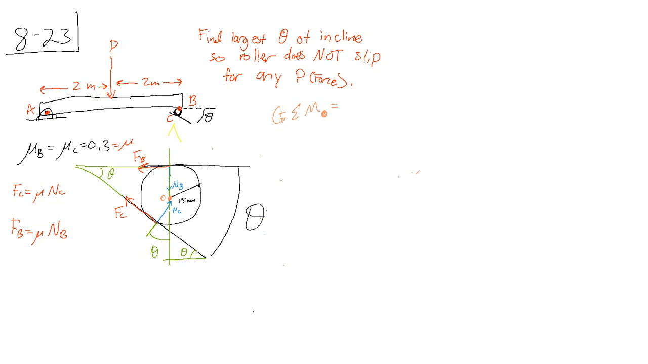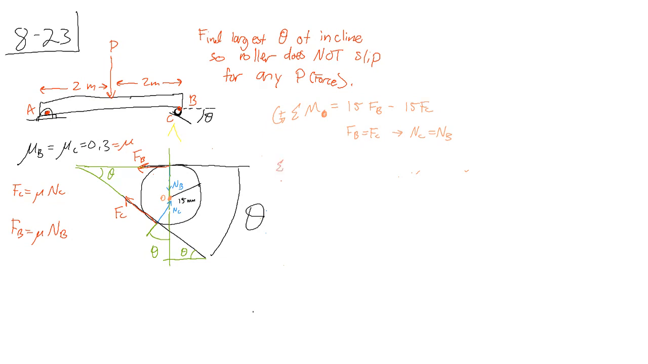Okay, so FB then would be the positive one. So we got the radius, which is 15, and FB, minus the other one, 15 FC. So that basically just tells us that FB equals FC. Interesting. Does that also mean NC equals NB? I think it does. Let's keep going now.